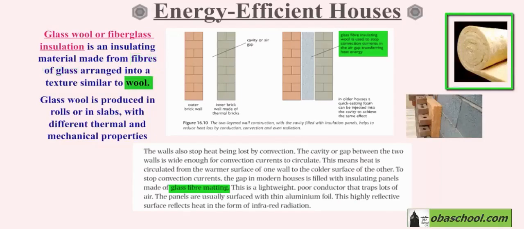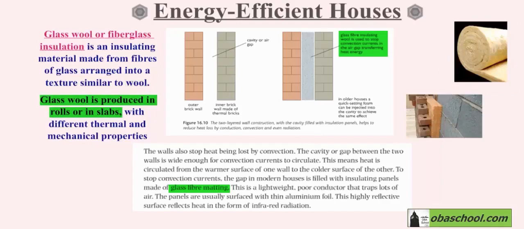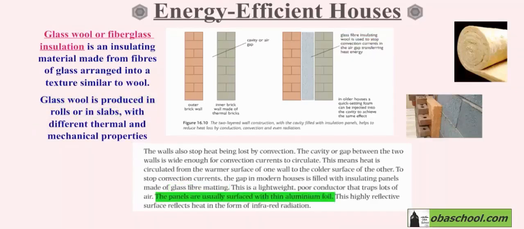Glass wool is produced in rolls or in slabs with different thermal and mechanical properties, and the panels are usually surfaced with thin aluminum foil to prevent such a process. And so, this is all you need to know about houses.